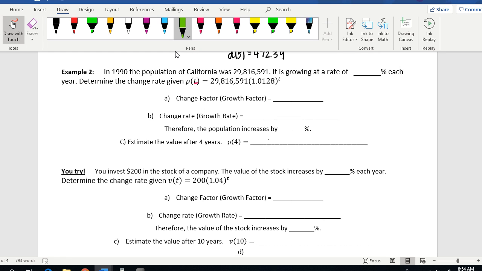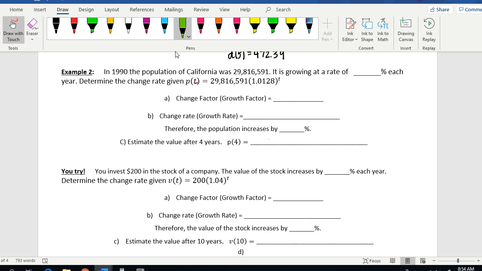All right, so now let's look at example 2. In 1990, the population of California was 29,816,591. It is growing at a rate of blank percent each year, and we want to determine the change factor given P of t equals 29,816,591 times 1.0128 raised to the t power.